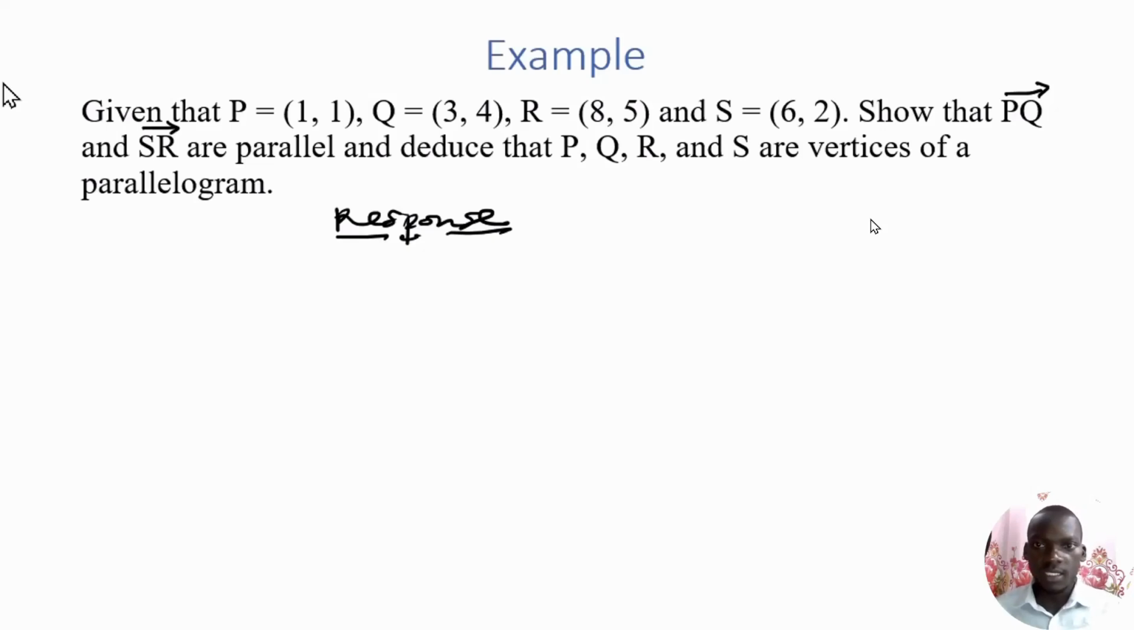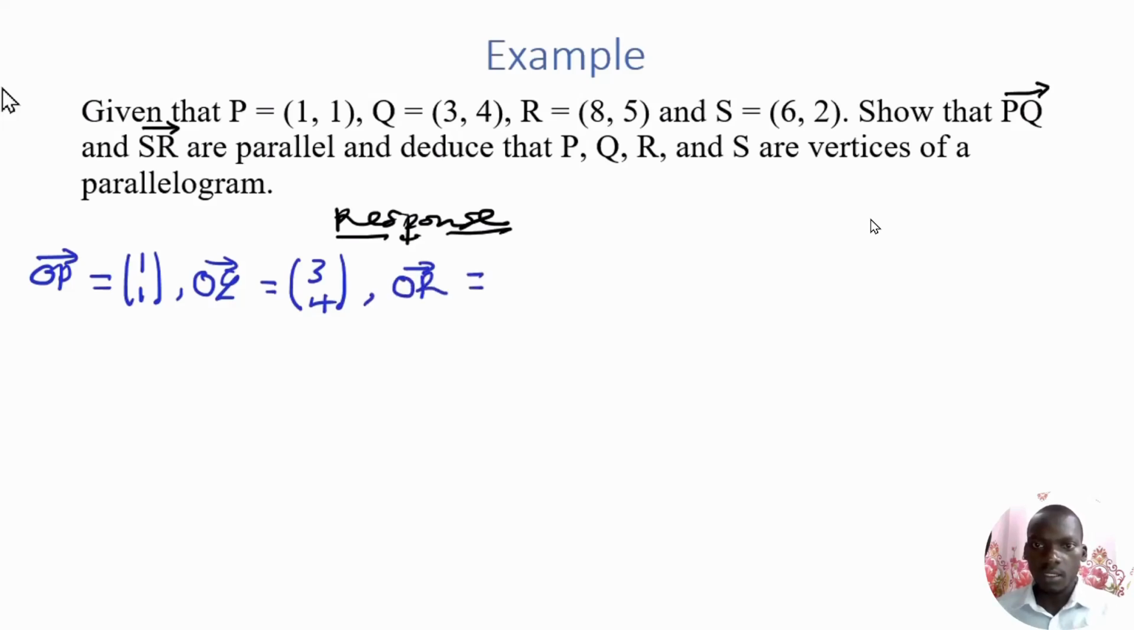So we can now change all of these to position vectors, whereby for point P, we are going to have our position vector OP, with O being the origin, equal to (1, 1). Then position vector OQ is equal to (3, 4) in the form of a column vector. Then position vector OR is equal to (8, 5), and position vector OS equals (6, 2).